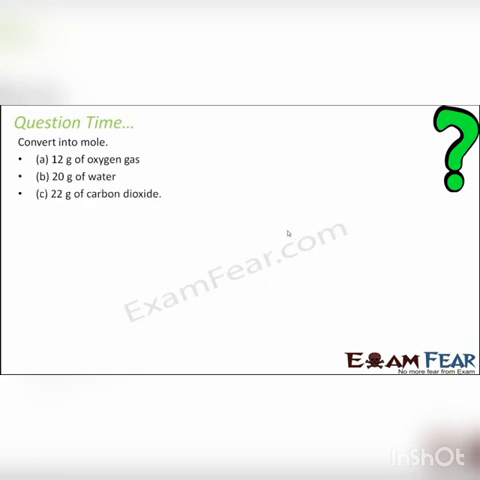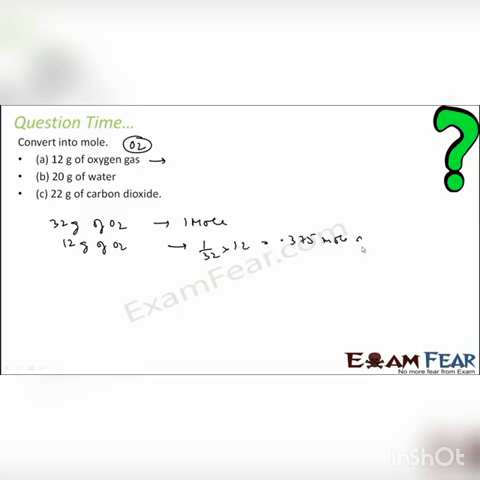Again, here you have to convert to mole. 12 gram of oxygen. So 12 gram of oxygen is what? Oxygen gas. Oxygen gas is O2. Please note, this is not oxygen atom. This is O2, oxygen gas. So we know that 32 gram of O2 gas is 1 mole. So 12 gram of O2 gas will be how many? 1 by 32 into 12. That is 0.375 mole of oxygen gas.